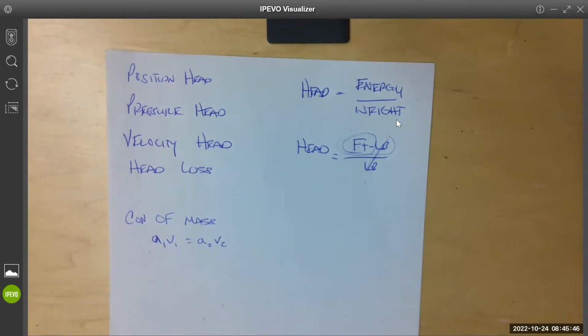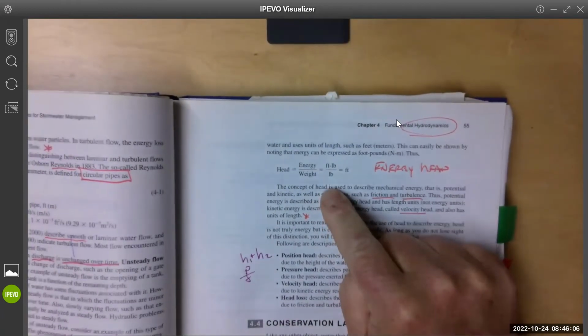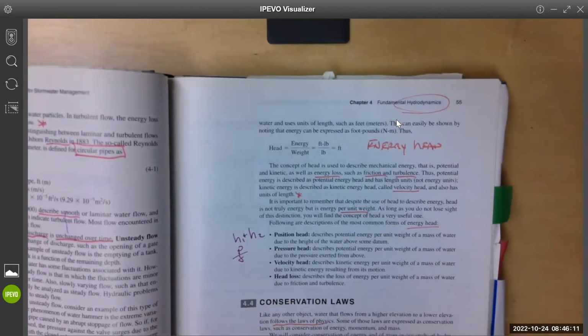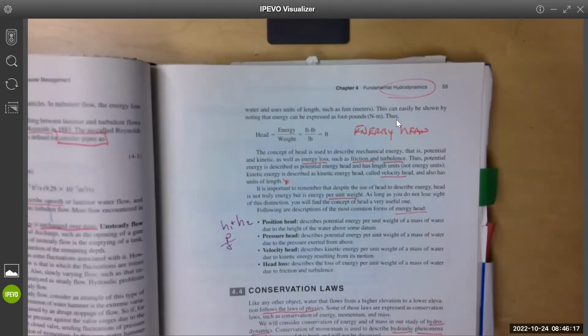So the concept of head is used to describe mechanical energy that is potential and kinetic, as well as energy loss due to friction or turbulence. So that's on page 55. And then they talk about a few different heads: position head, pressure head, velocity head, and head loss. So just remember, when they talk about head or when we calculate head, that is this concept of mechanical energy. All right. And there's different kinds of heads.